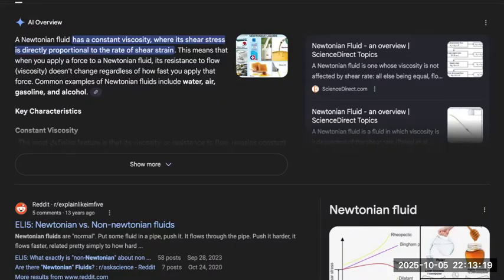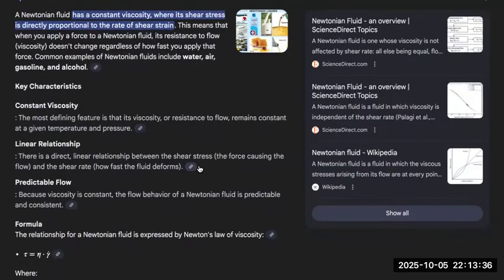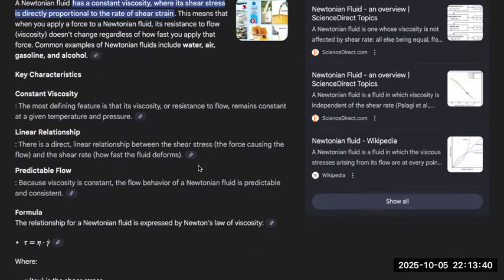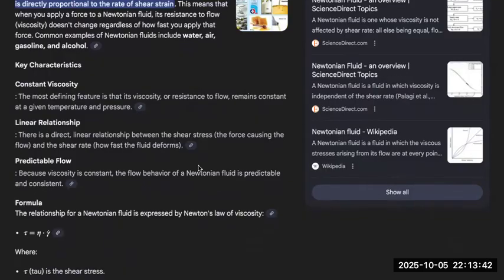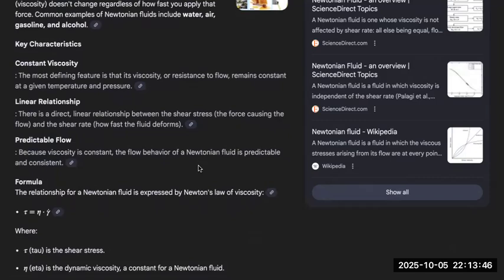A Newtonian fluid has a constant viscosity, where its shear stress is directly proportional to the rate of shear strain. This means that when you apply a force to a Newtonian fluid, its resistance to flow, or viscosity, doesn't change regardless of how fast you apply that force. Common examples of Newtonian fluids include water, air, gasoline, and alcohol. Key characteristics include constant viscosity, linear relationship, and predictable flow.